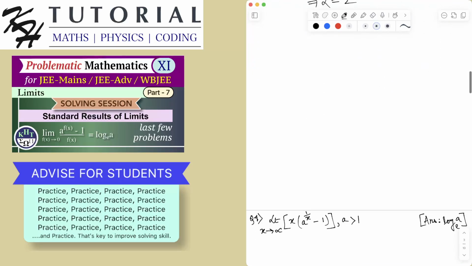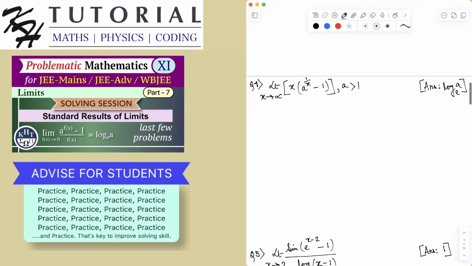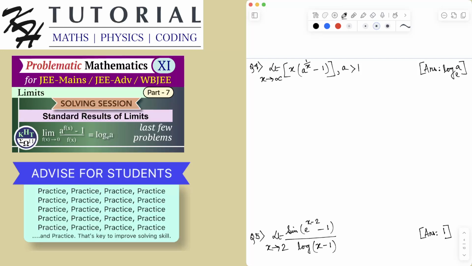Okay, let's solve this problem. Limit x tending to infinity of x into a to the power 1 by x minus 1. Clearly we can see that x tending to infinity implies 1 by x is tending to 0. So this is limit x tending to infinity, we have a to the power 1 by x minus 1.